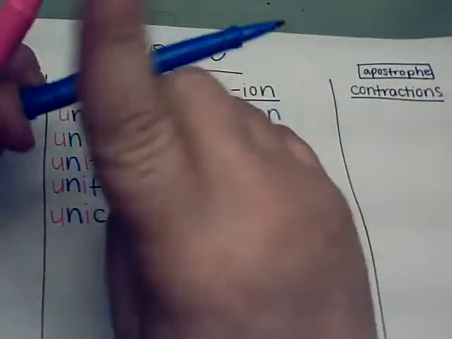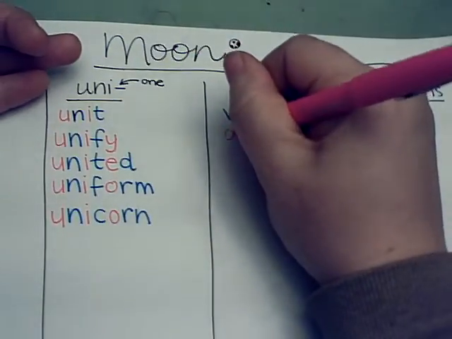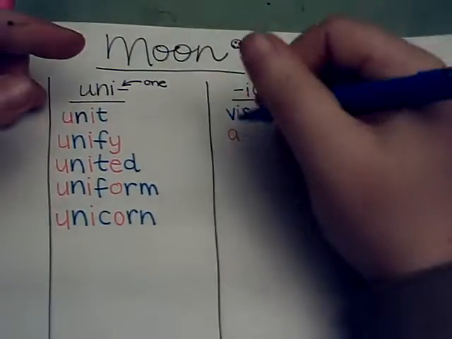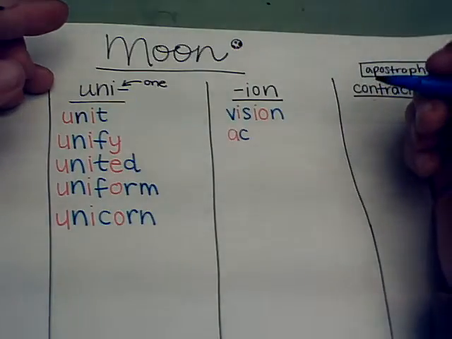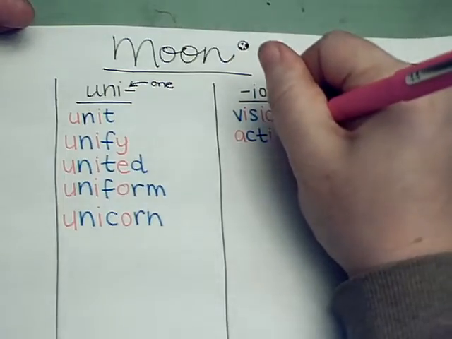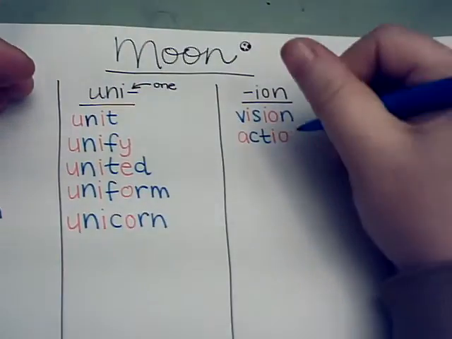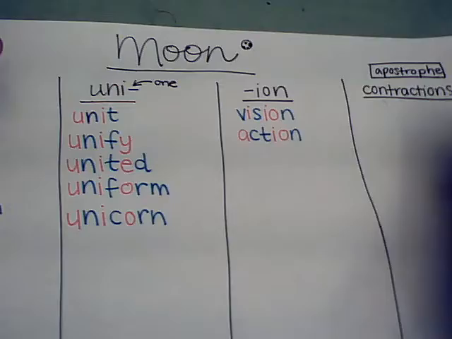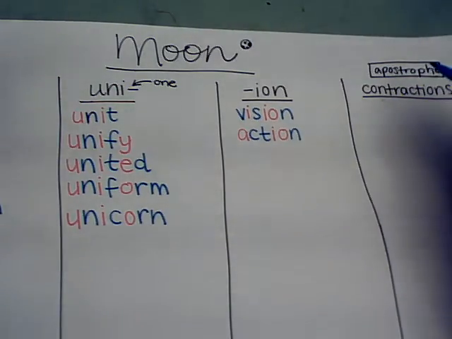Then we have the word action. A. Act. C. Act. Action. So you kind of notice that some of these are going to have a shun sound at the end, but that's the I-O-N. It's not ion, it's shun.